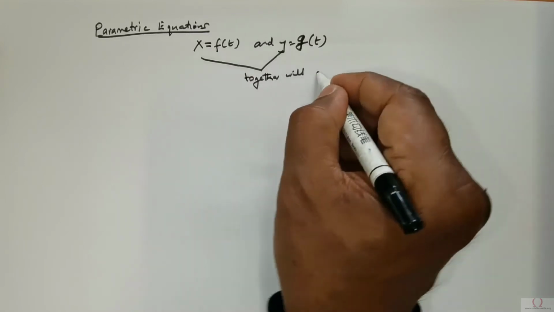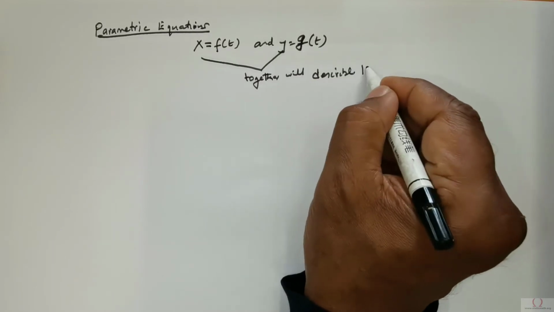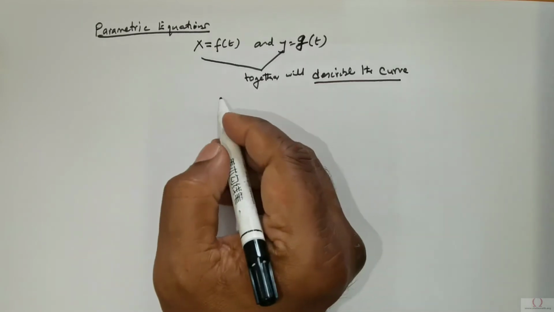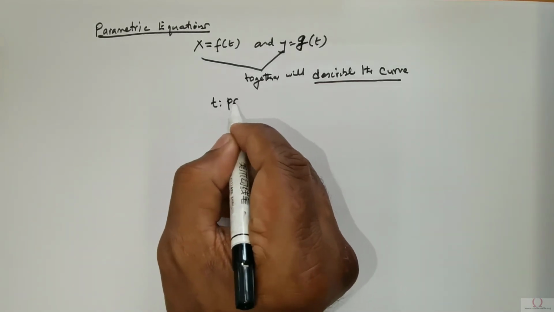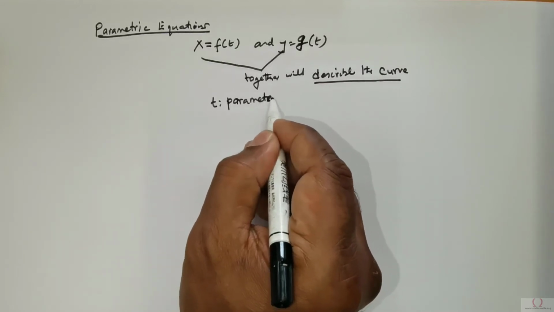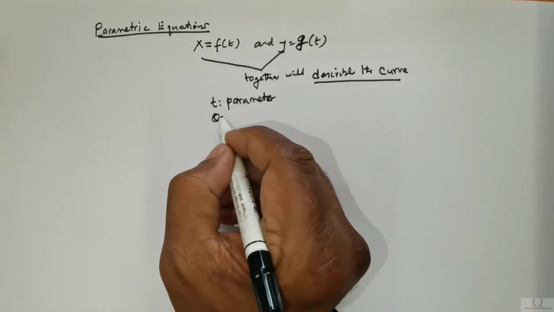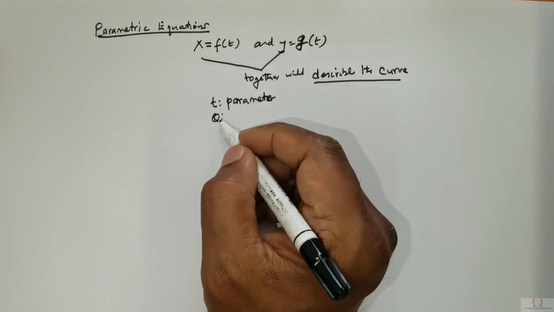will describe the curve. Okay, so that is what we call a parametric equation, because the t which we are using is the parameter. Okay, now sometimes we will use t, sometimes we will use theta. So it depends upon the requirement that we are faced with.